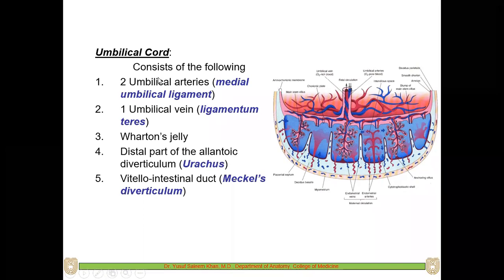It can be seen in the developing fetus. Okay, so these are the five structures which are within this umbilical cord. One is the two umbilical arteries, which are carrying the deoxygenated blood, and one umbilical vein, which is carrying the oxygenated blood to the fetus. Then around that we have the Wharton's jelly, as well as sometimes you can also appreciate the presence of the urachus as well as the Meckel's diverticulum. These are the five structures within the umbilical cord.